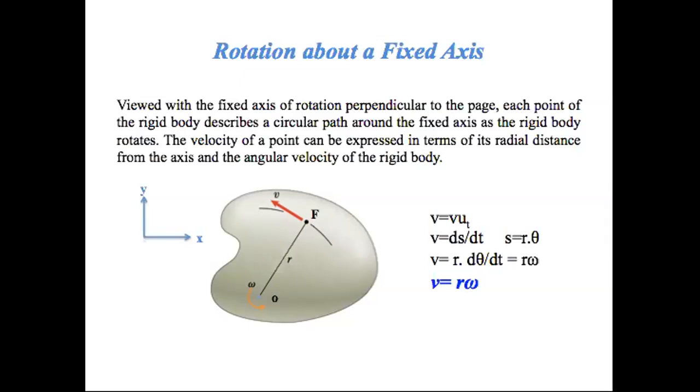It is always tangent to the path, and the speed scalar v equals ds dt. And since s is the length of the arc, which equals r times theta, where r here is the perpendicular distance of point F from this fixed axis, and theta is the angular position of this rigid body, therefore v equals r times d theta dt, and d theta dt is the angular velocity of the rigid body, shown by omega. So the velocity is found by this equation: v equals r times omega.